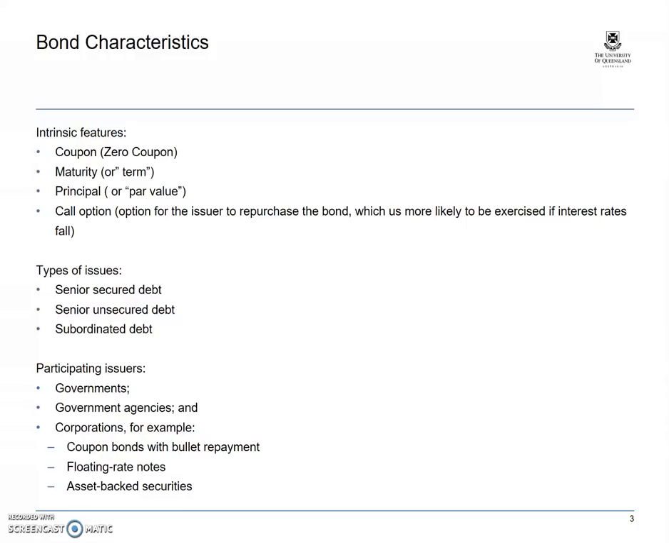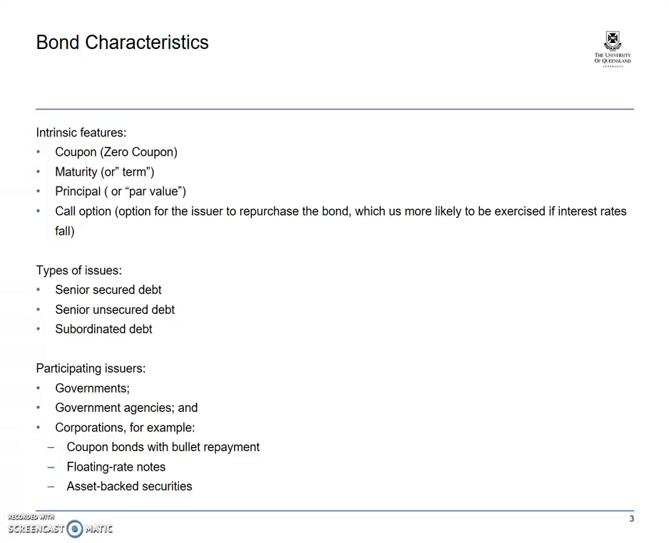And note that some bonds are issued with a call option, and so the option is for the issuer to repurchase the bond, which they'll likely exercise if interest rates fall, because in that instance they'll be able to reissue new bonds at a lower cost. In this course we're not going to be covering the features of call options other than to mention it a few times. So what are the types of issues?